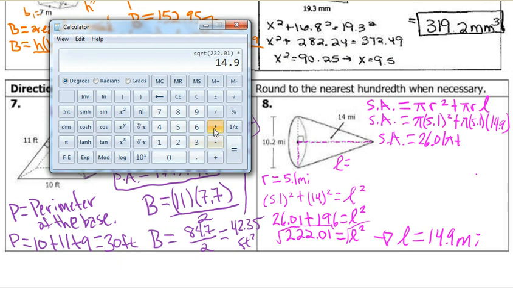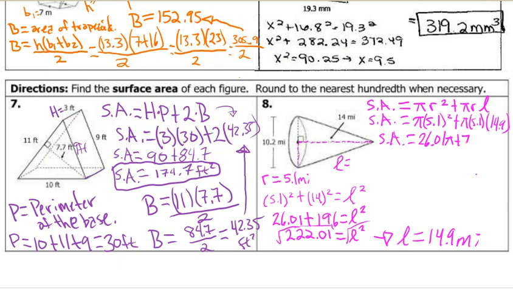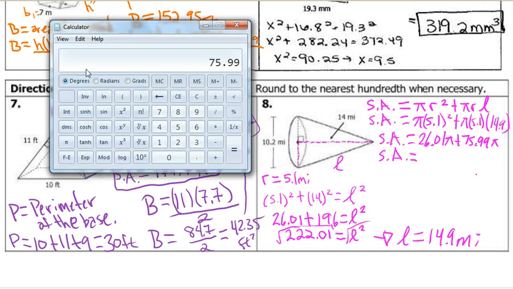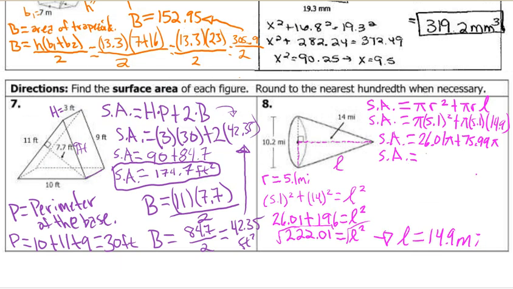14.9 times 5.1 equals 75.99 pi. So now that we have everything in terms of pi, we just add the pi. So let's add the pi. 26.01 plus 75.99 is 102, look at that, nice whole number. 102 pi.